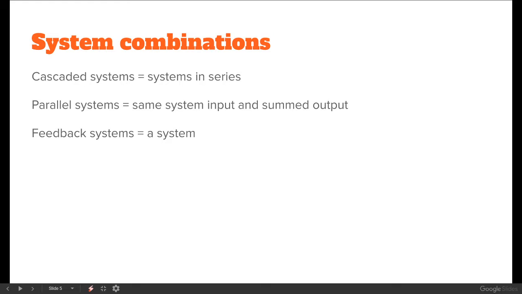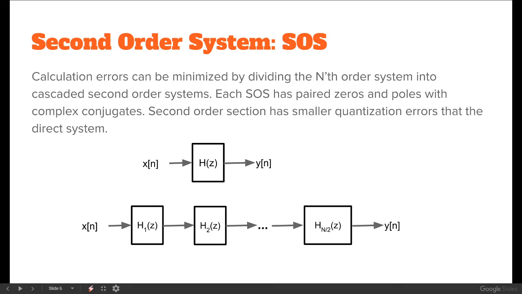Okay, some things you can do to reduce these rounding errors due to the quantization of filter coefficients. There you need to start thinking of system combinations, and especially how to break the system into second order systems.